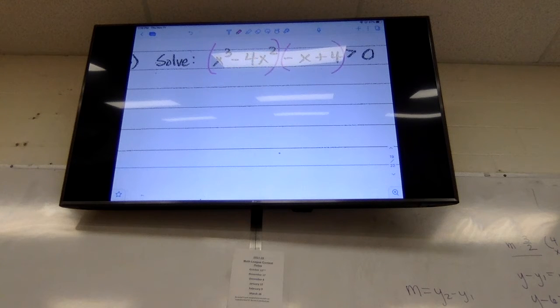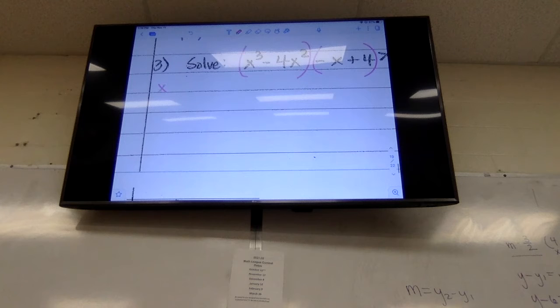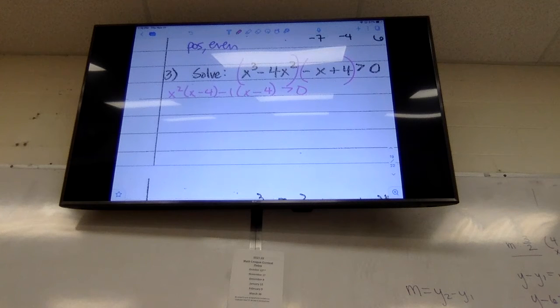Group those two. Squared x minus 4, negative x plus 4. Oh, I can take a negative out and it's going to be x minus 4. I'm carrying my greater than 0. It's not really changing anything, but I'm just carrying it through so I don't lose it. Because I grouped, I can do x squared minus 1 and x minus 4.